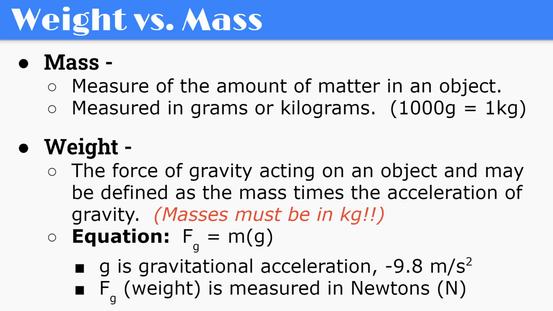If I tell you that I have a 500 gram baseball and you're trying to do a calculation for it, you would have to do 500 divided by 1,000 to convert it into kilograms. And of course, 500 grams is half a kilogram, or 0.5 kilograms. But that's mass. Weight, on the other hand, is the force of gravity acting on an object and may be defined as mass times the acceleration due to gravity. Again, in this equation, your masses must be in kilograms. I already gave you the formula: Fg equals mg, where little g is your gravitational acceleration and Fg is your weight measured in newtons.